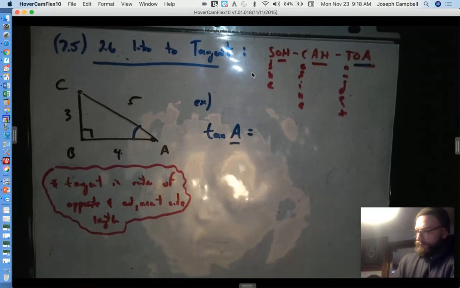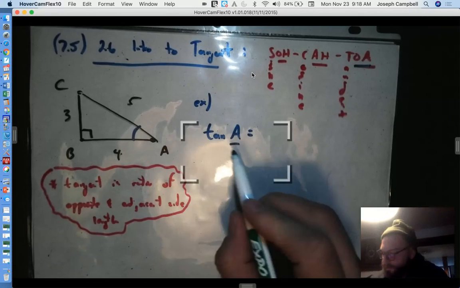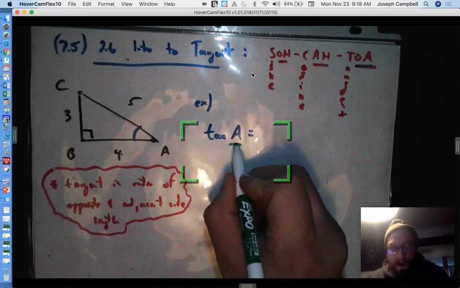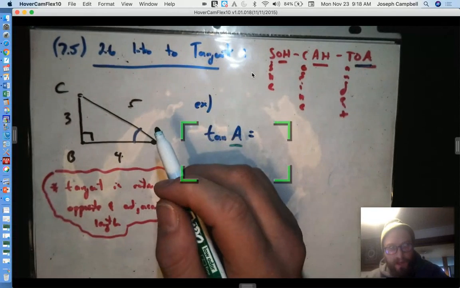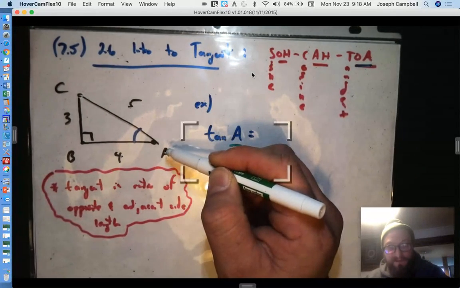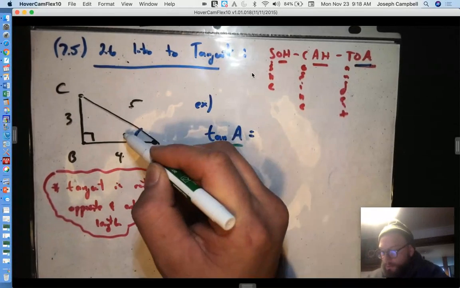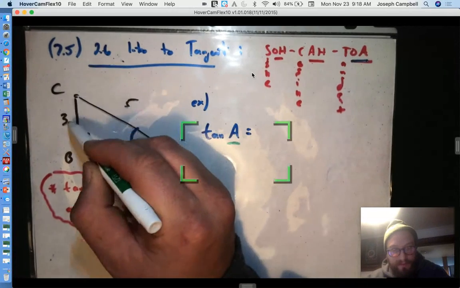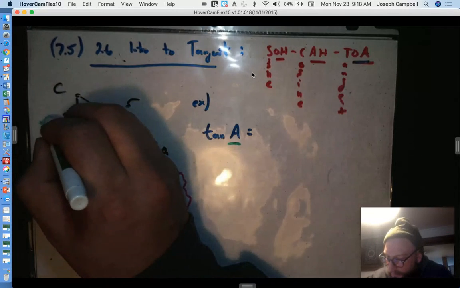Okay, so maybe we should label those opposite and adjacent sides. In relation to angle A, what's the opposite side? To find the opposite side of angle A, you have to find the side which doesn't involve angle A as an endpoint. So you look opposite, there's my side BC, right? So this is my opposite side.